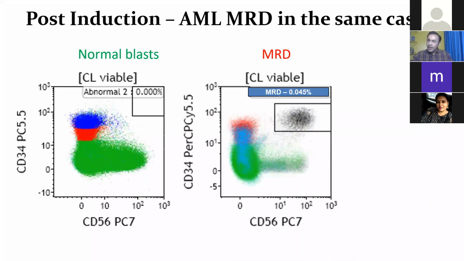And the same phenotype we also use for minimal residual disease. I will go to the minimal residual disease, but in this case, post-induction MRD, you can see these blasts were CD56 and CD34 positive, and these blasts were just at 0.045% level. So we can identify them using this expression. We also monitor the residual disease present in this case.